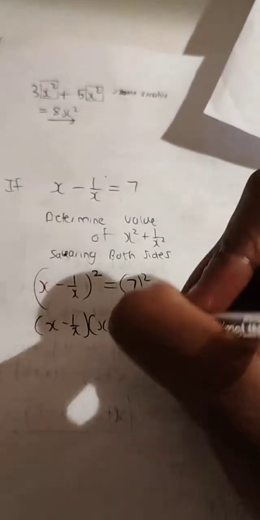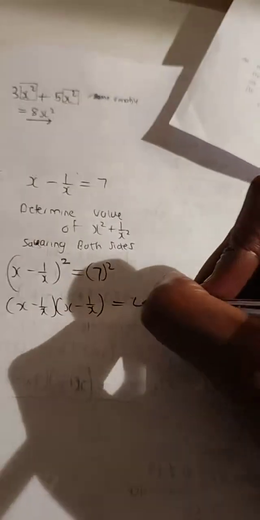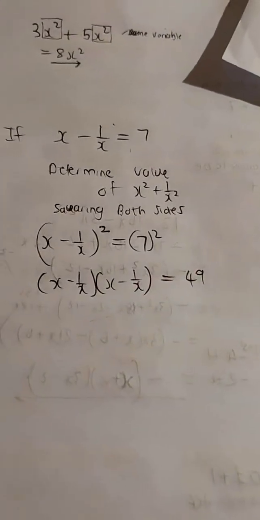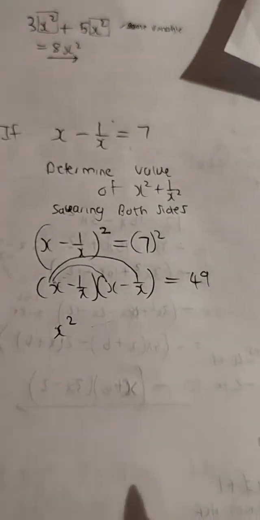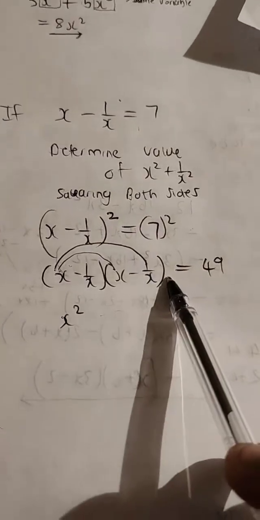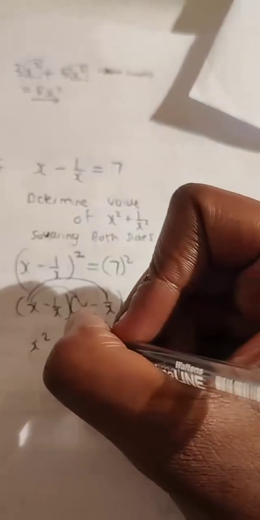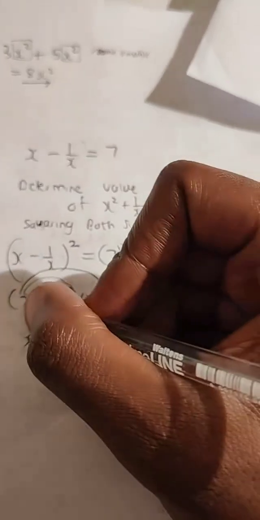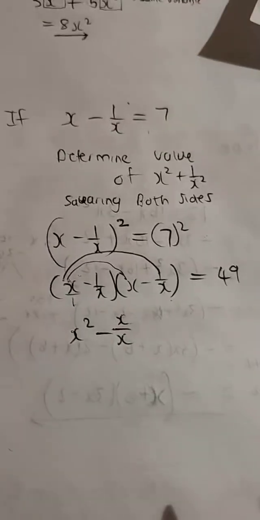So x minus 1 over x, the whole thing squared, means x minus 1 over x times x minus 1 over x. Let's not forget that, which is equal to what? What's 7 squared? 49. Are we together so far? Then we say x times x, which is x squared. X times negative 1 over x. This x is in the numerator, this x is in the denominator. X times 1 is negative x. Then this is a 1 in the denominator. 1 times x is x.